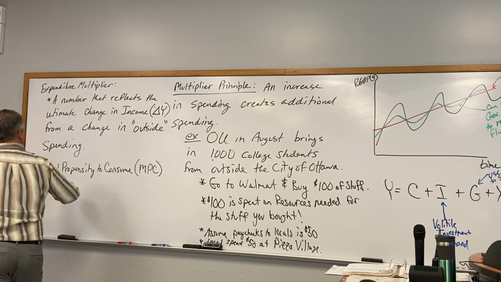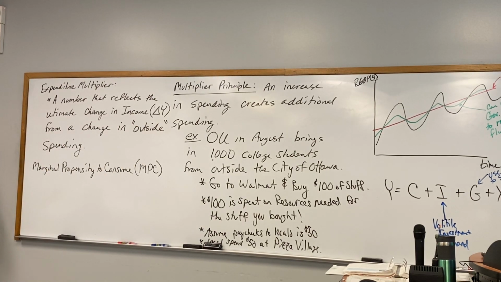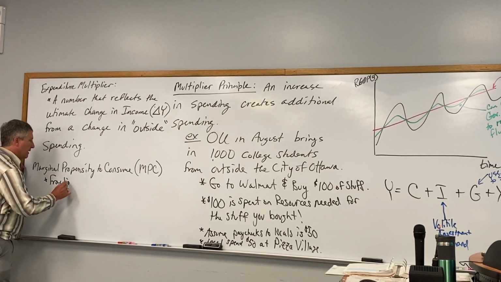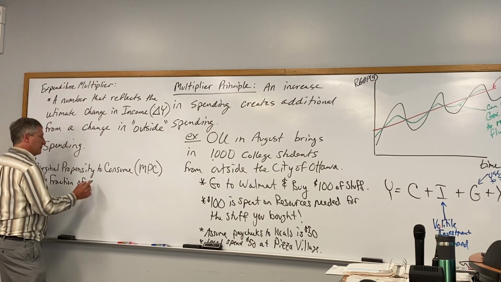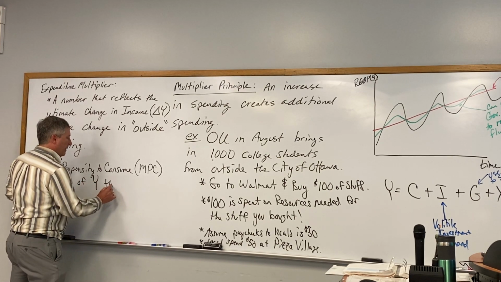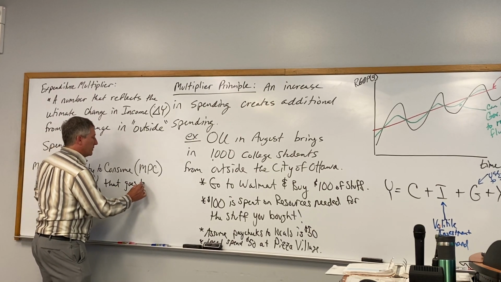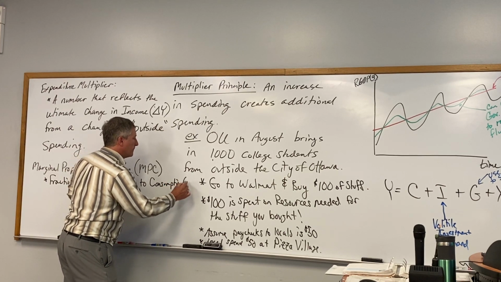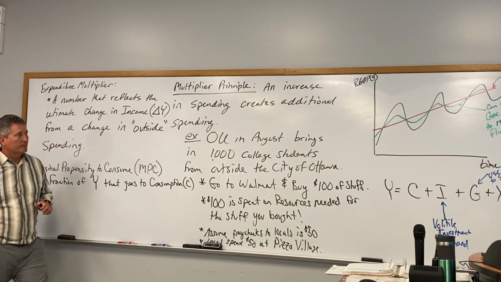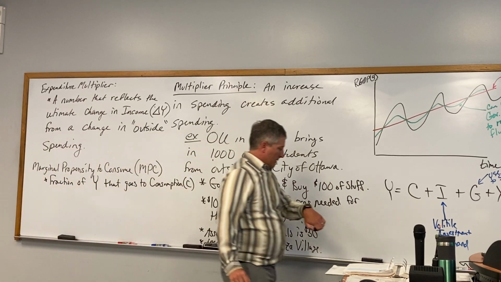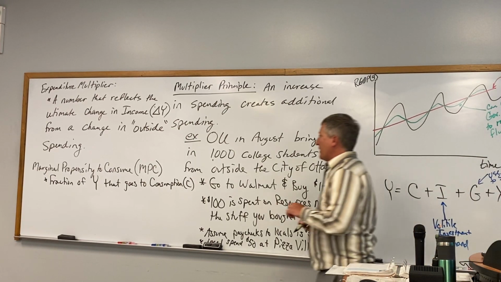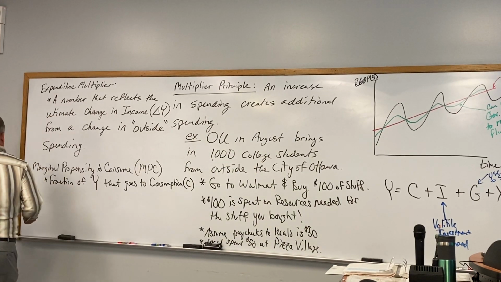And so the marginal propensity to consume, the MPC, is the fraction of money, a fraction of your income, that goes to consumption. So in the big picture over here, that is C, consumption. Consumption for the nation. So how much of your income is going to go towards consumption?